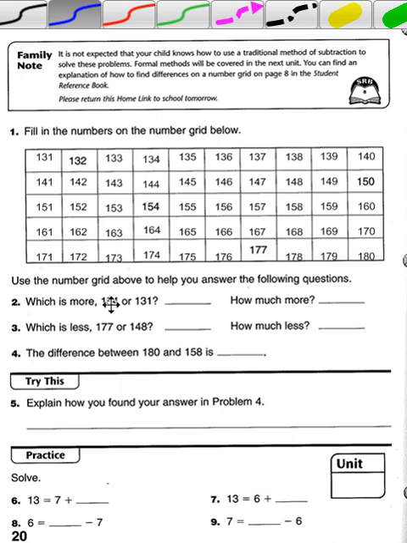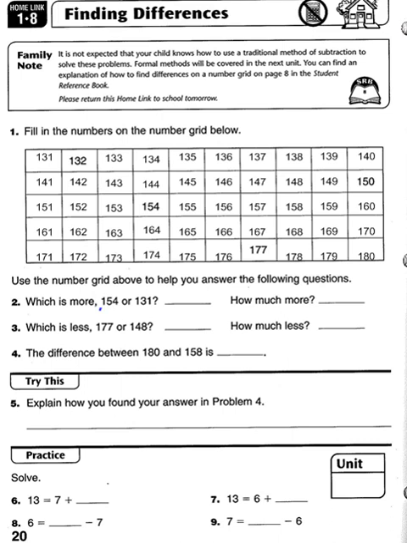Number 2, which is more, 154 or 131? The students can actually take out the hundreds place for each because they are the same, leaving them with 54 and 31. The 5 in the tens place is larger than the 3, and that tells us that 154 is the largest of the two numbers.